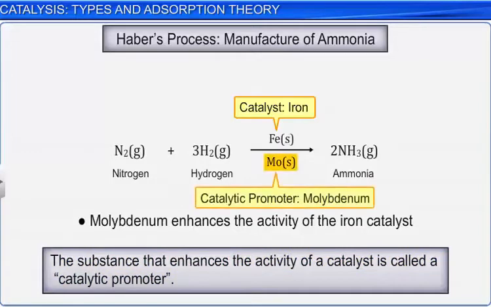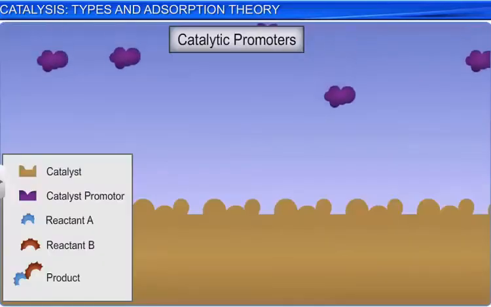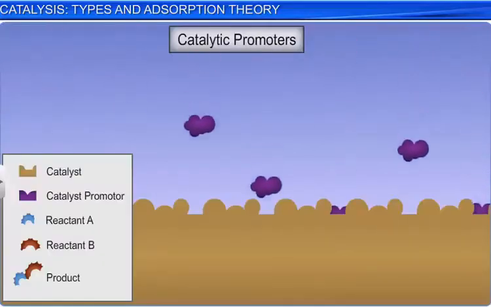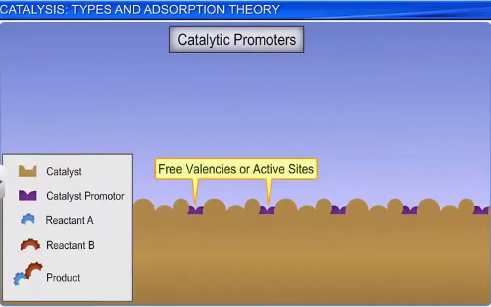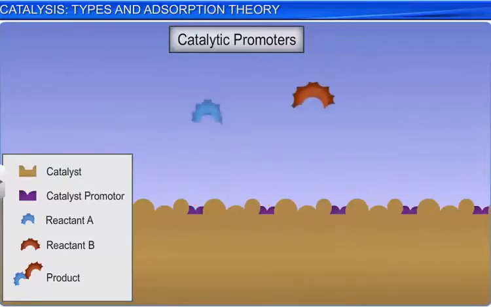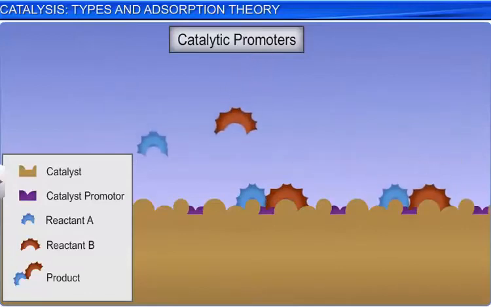The promoter increases the roughness of the catalytic surface, thereby increasing the free valencies or active sites. Promoters also aid the dispersion of the catalytic material. This results in an increase in adsorption, and thus the rate of reaction increases.